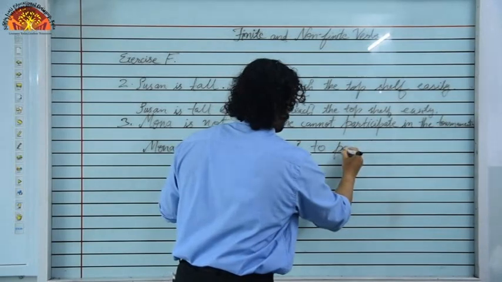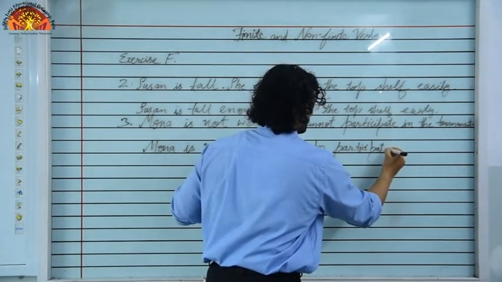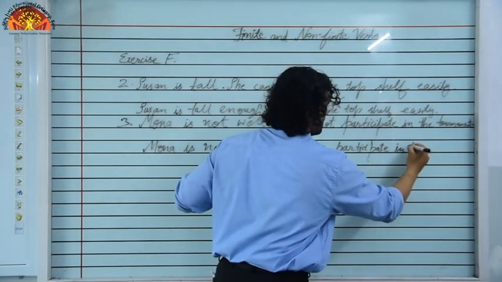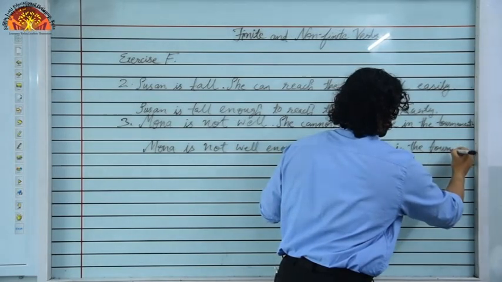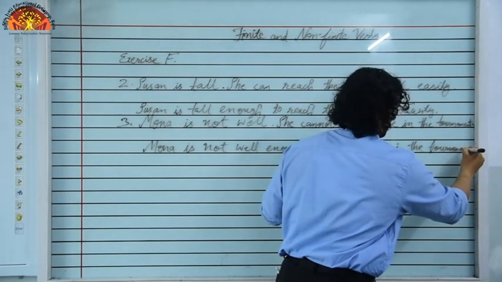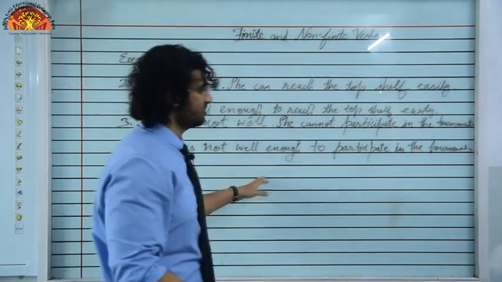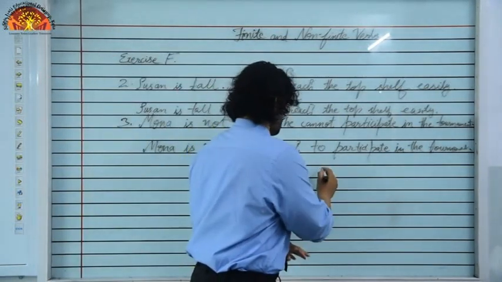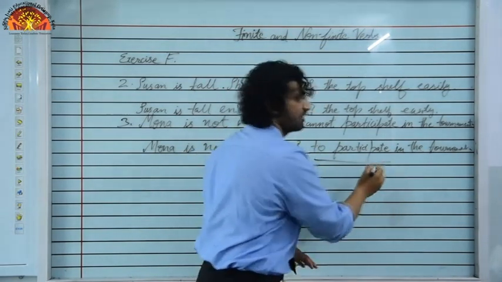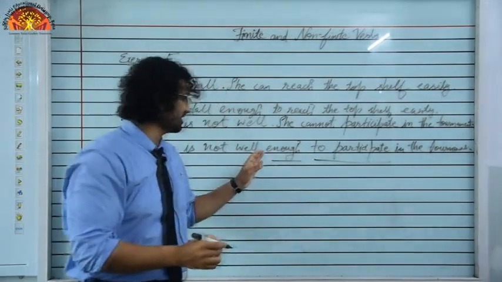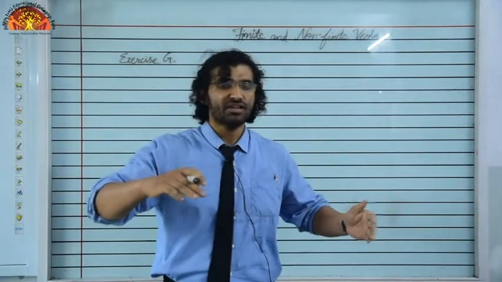to participate in the tournament. Mona is not well enough to participate. Mona is not well enough to participate in the tournament. Enough to participate. Alright. So exercises related to infinitives are over now.